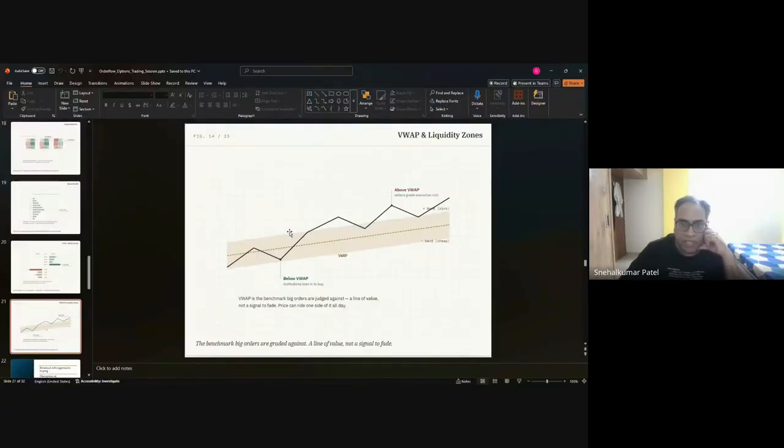So this is what it was talking about. If the price sustains above the VWAP, that means the buyers are dominating. And if it sustains below the VWAP, that means the sellers are dominating.